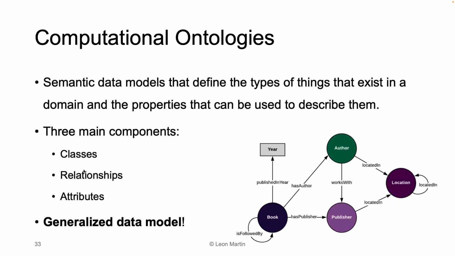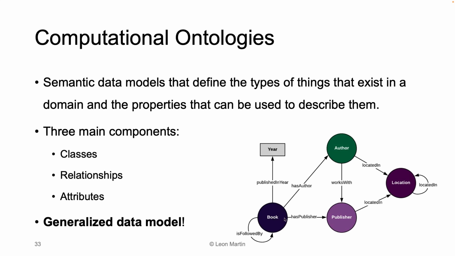So we have this computational ontology, which is a semantic data model that defines the type of things that exist in a domain and the properties that can be used to describe them. So we have those three main components. We have classes, we have relationships, so the predicates between the classes, and we have attributes. So we can annotate each class and each relationship with certain attributes. So for example, the class book could have the attribute number of pages, or language, or title. So it's a generalized data model without individual instances.